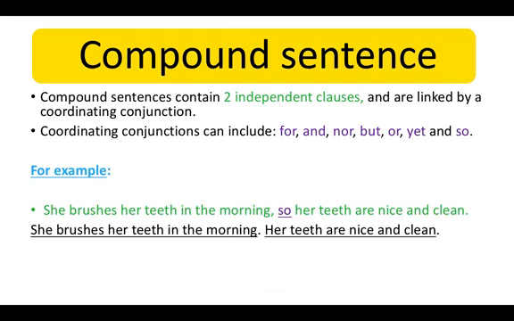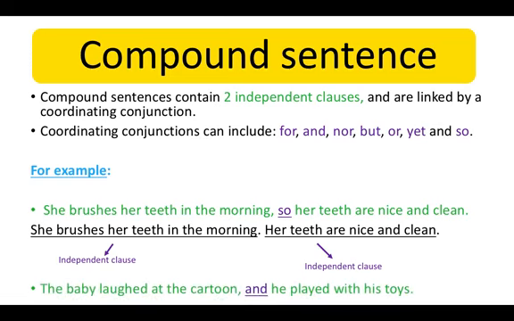Here, we can see the sentence without the coordinating conjunction. We have two independent clauses that each make sense on their own as separate sentences. Another example is, the baby laughed at the cartoon, and he played with his toys. It's important to note that we use commas before the coordinating conjunction.